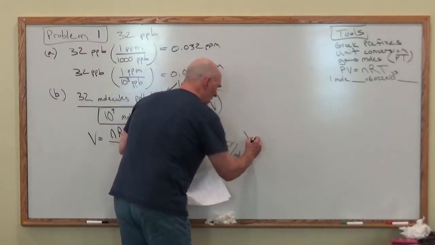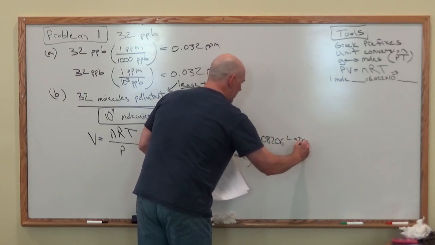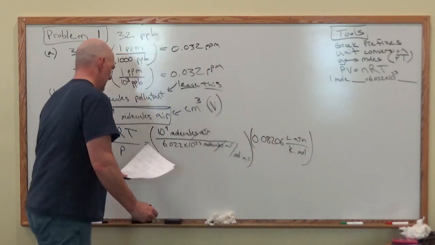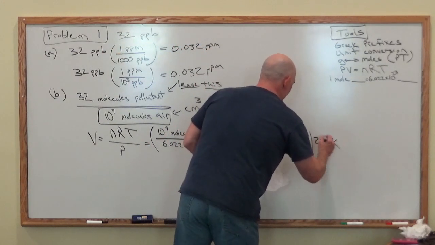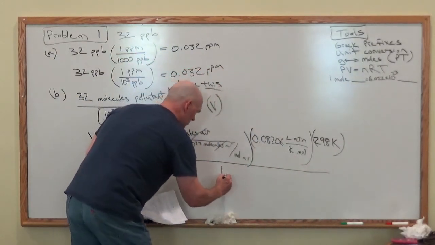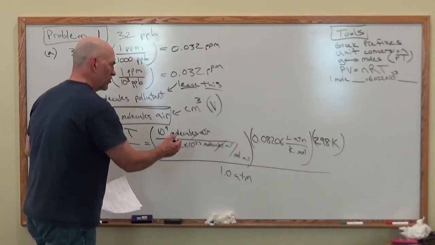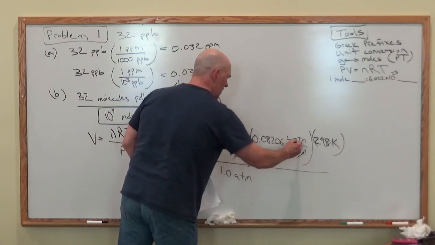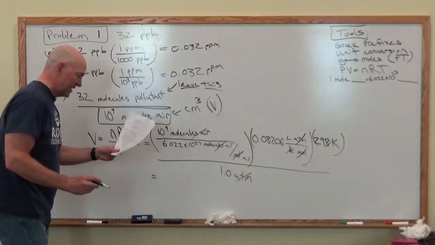Times R, 0.08206 liters times atmospheres over Kelvin times moles. Times the temperature, 298 Kelvin, divided by the pressure, 1.0 atmosphere, so we didn't have to do any unit conversion there. And follow your units. Moles will cancel, Kelvin cancels, atmospheres cancel. So we're going to get something, something, something liters.